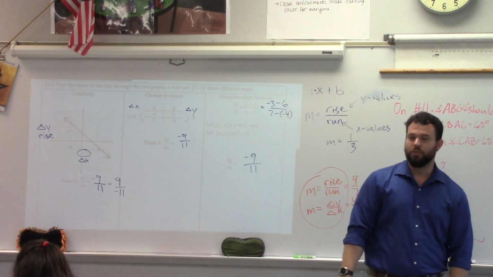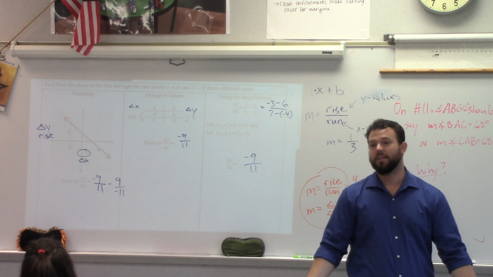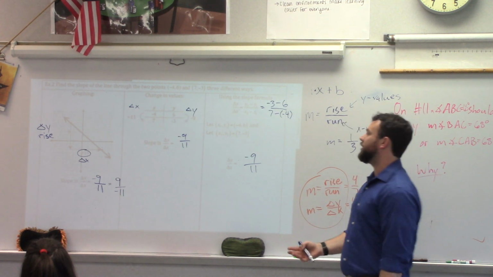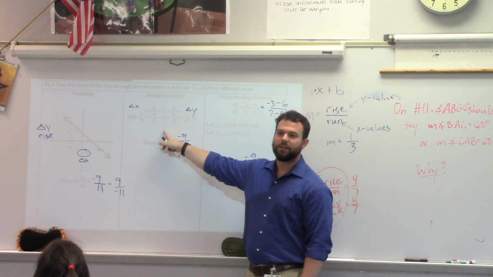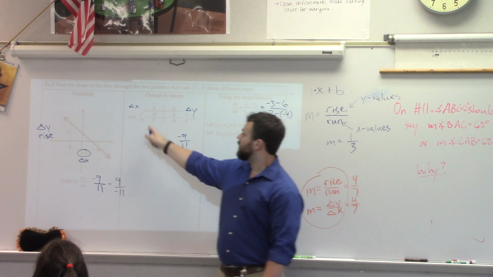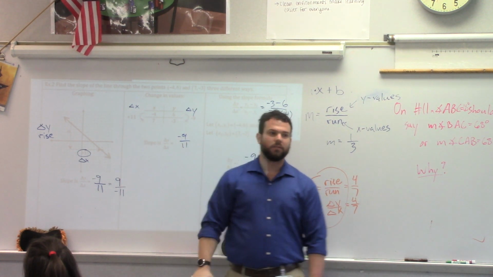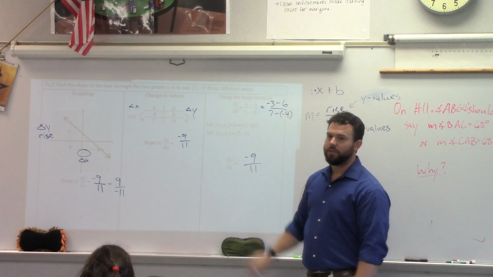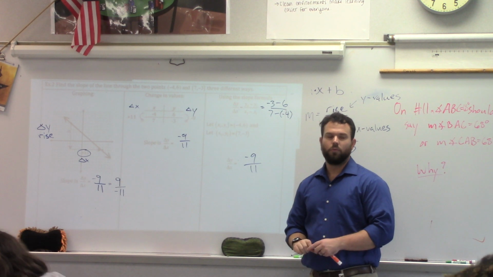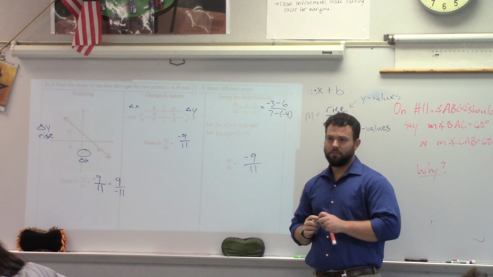I would rather do change in y and change in x. It is so much easier for me to just go, hey, 6 minus 9 is negative 3. That's my change in y. Negative 4 plus 11 is 7. That's my change in x. But here's the thing. If you like this, you can do it. We all good with this?